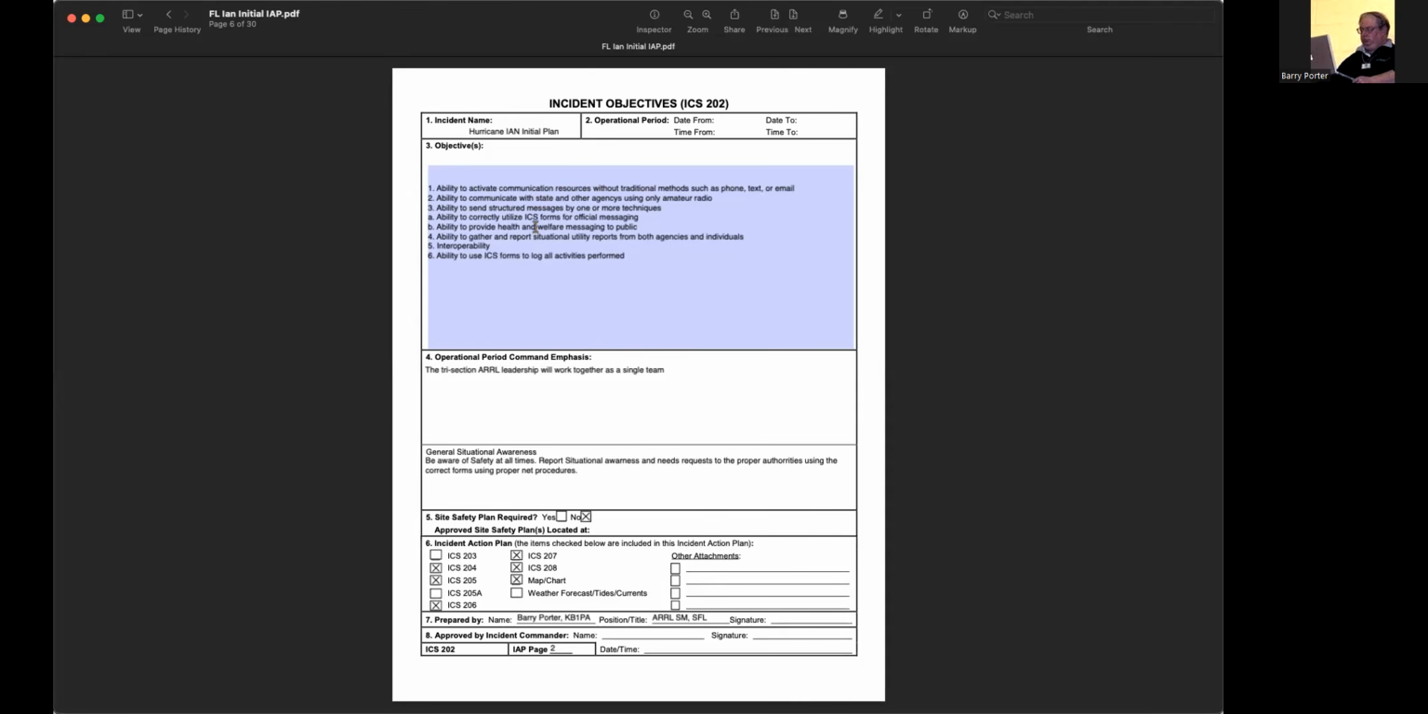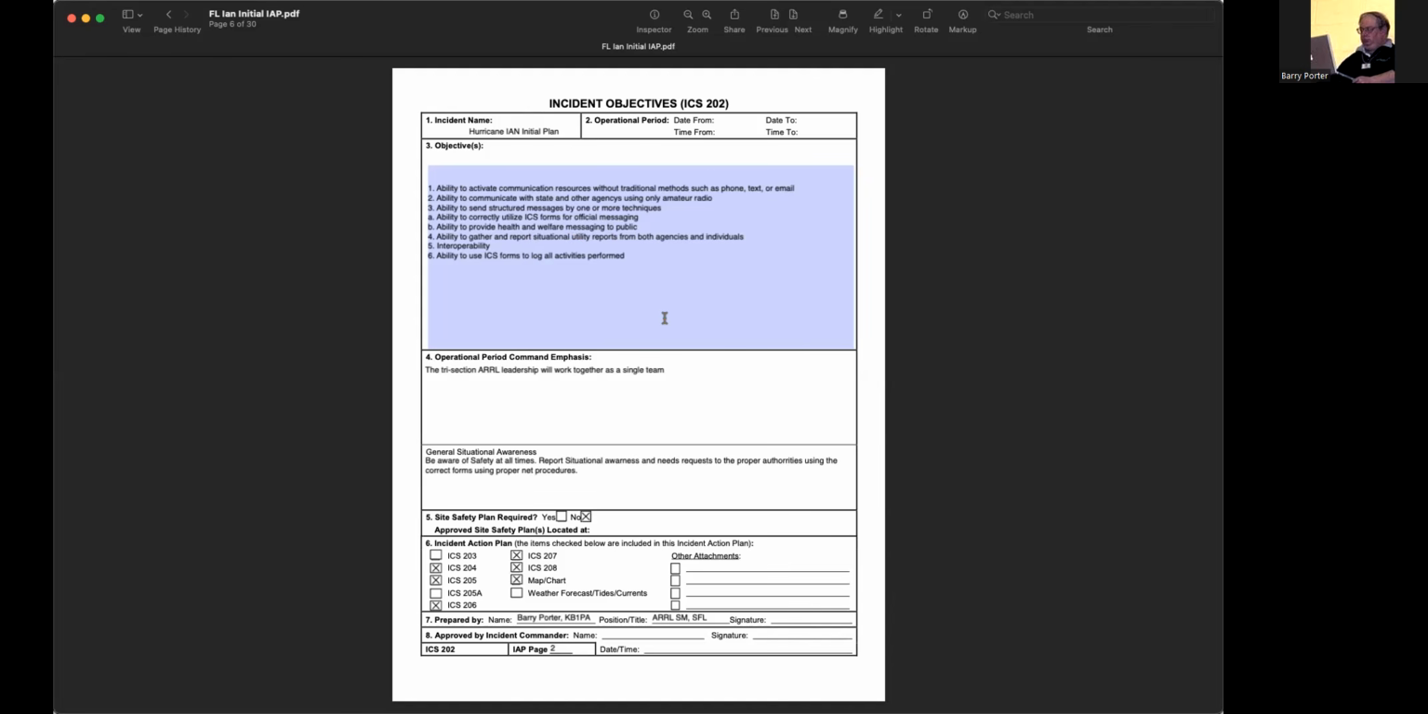And we needed to correctly use ICS forms for official messages. We had to provide health and welfare messages to the public, and we actually handled quite a few of these because out-of-state people were trying to contact their relatives in the state, and they were having some trouble during the storm. The ability to gather and report situational utility reports for both the agencies and individuals. We had to work with interoperability and with multiple agencies, and to be able to use and log forms to log all activities performed using ICS forms.